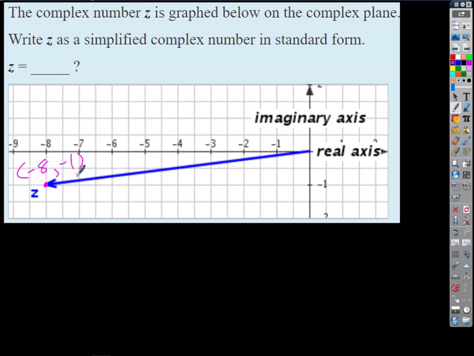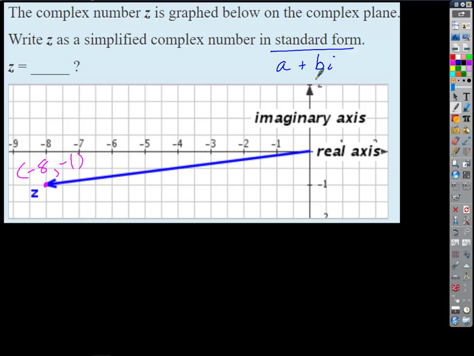-8, -1, good. When we talk about writing a complex number in standard form, what is standard form for a complex number? a plus b times i, right? Every complex number can be written in this standard form. This is the real part and this is the imaginary part. So if the number is real, then the imaginary part is just 0. This is an easy one, and when you retake the test it will be an easy one.